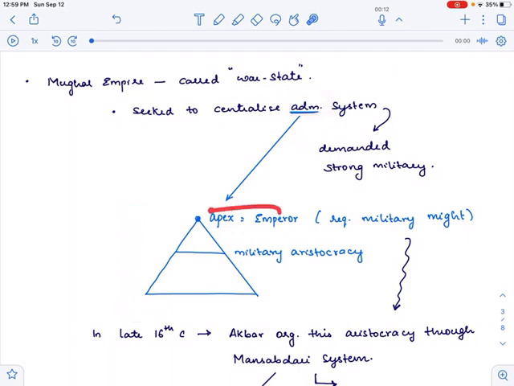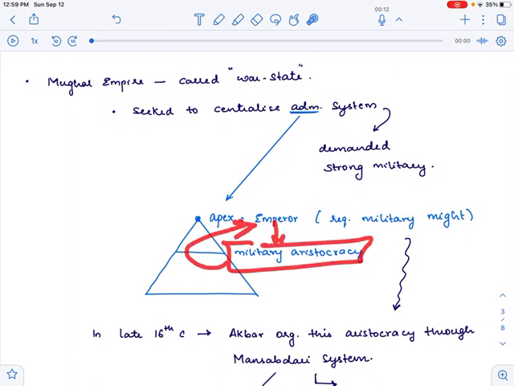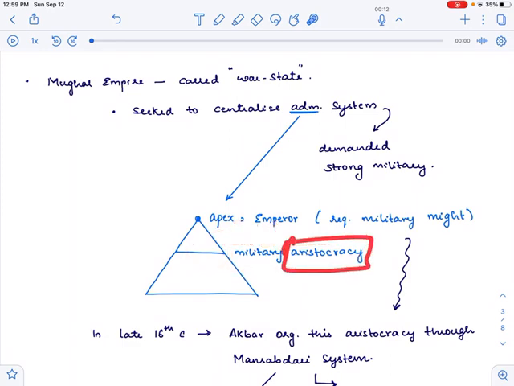In fact, the emperors placed themselves in the top position. Mughal emperors said that they were the apex body, and they placed the military aristocracy below them. So if you see, the military aristocracy is subordinate to the emperor. Now I'll explain the meaning of aristocracy. Aristocracy is someone who belongs to a higher position, who is treated with a lot of respect and dignity in society. So these aristocrats are highly influential.